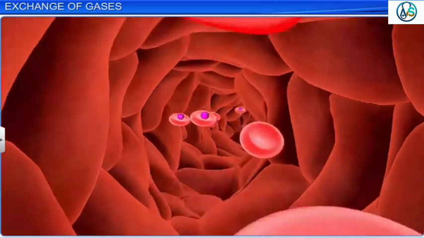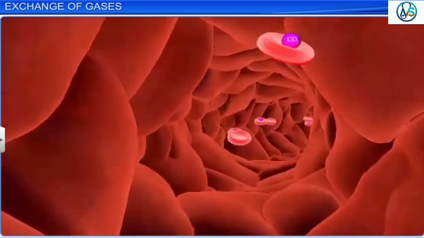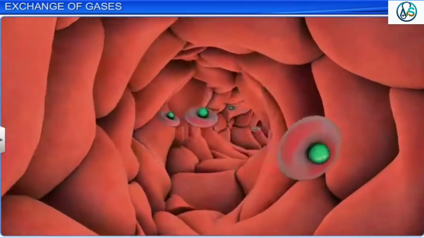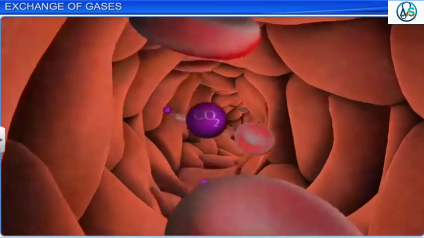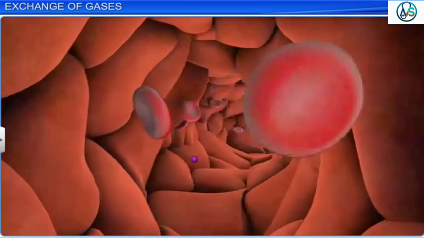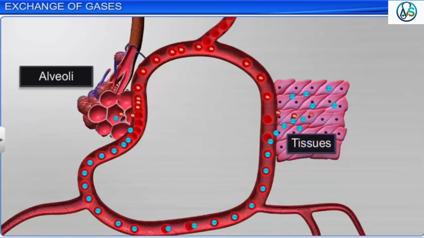Nearly 20 to 25% of carbon dioxide is transported by red blood cells, while 70% of it is carried as bicarbonate, and the remaining 5 to 10% is carried in a dissolved state through plasma. Let's look at the transportation of oxygen from alveoli to tissues.